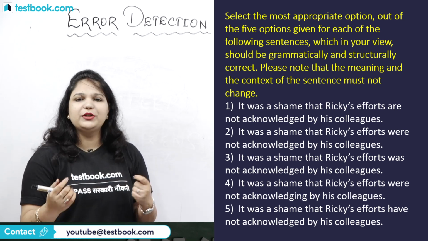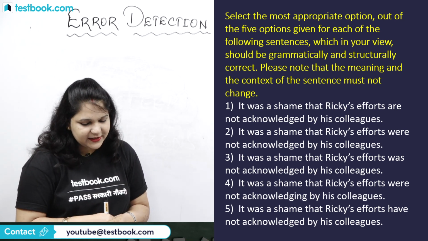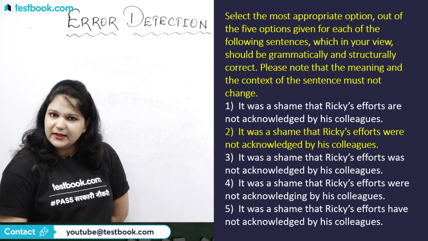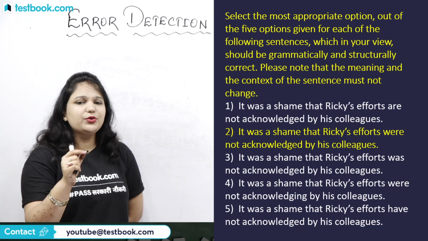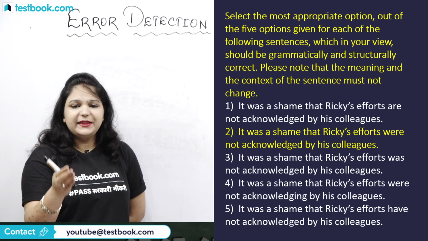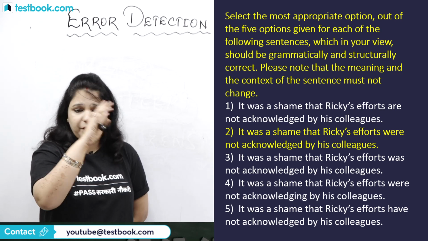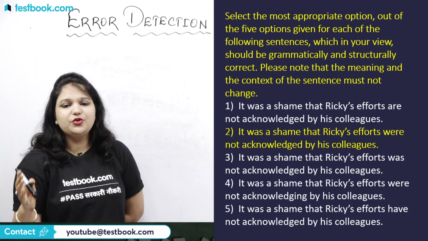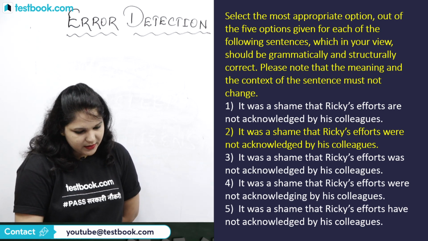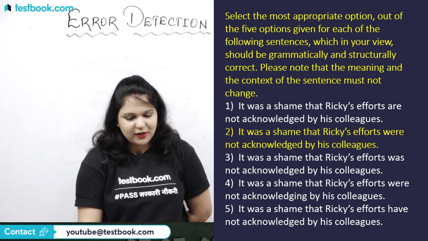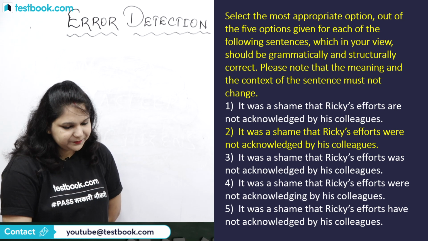Let us move on to the answer slide, guys. That says option number 2. It was a shame, because we are using this was for shame, that Ricky's efforts were, because this were has been used for efforts, not acknowledged by his colleagues. Okay. Great going, guys. We can move on to the next question.